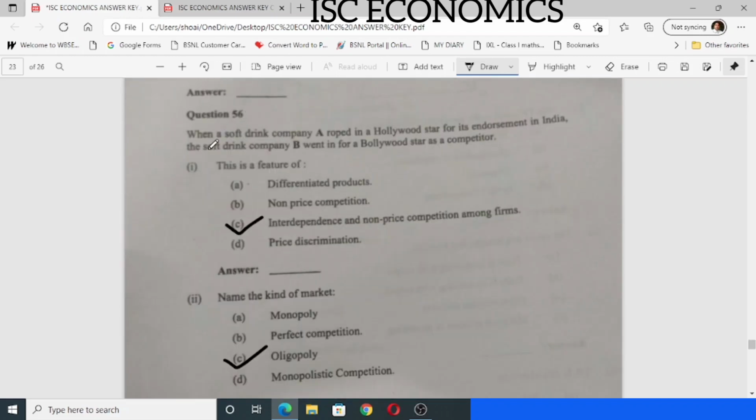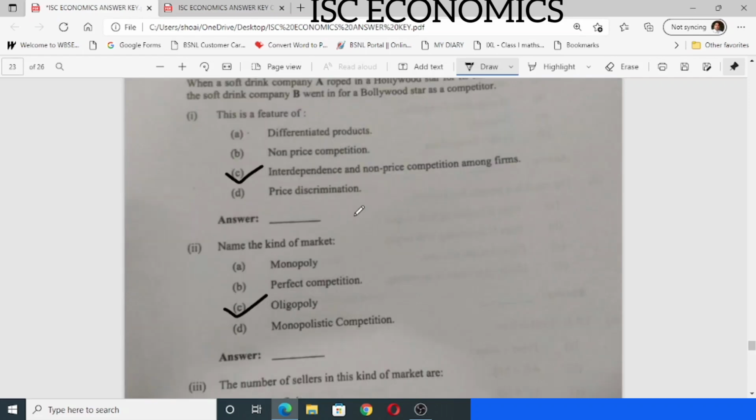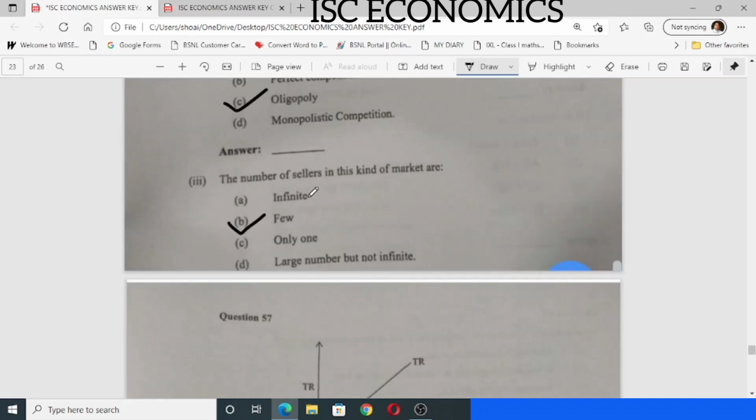56. When a soft drink company A roped in a Hollywood star for its endorsement in India, the soft drink company B went in for a Bollywood star as a competitor. This is a feature of C. Interdependence and non-price competition among firms. Number 2. Name the kind of market. Oligopoly. Number 3. Number of sellers in this kind of market are few.